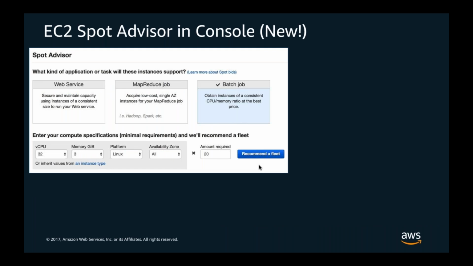So we also have an even newer tool that's actually embedded directly into the AWS console, right? You'll find this Spot Advisor directly when you're in the EC2 console and you've chosen to launch a spot instance request, or to put in a spot instance request. And the Spot Advisor is a pretty cool tool, right?